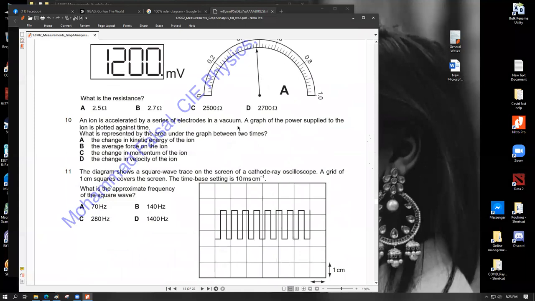Sir, number 10, take 2. An ion is accelerated by a series of electrodes in a vacuum. A graph of the power supply to the ion is plotted against time. What is represented by the area under the graph between the two lines?